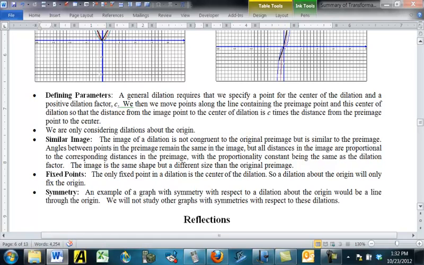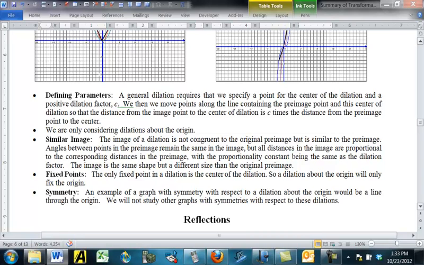Well, not many things are going to have symmetry with respect to dilation, but one example would be a line that goes through the origin. Because if you take a line through the origin and you stretch it out away from the origin, all those points will stay there. Not really going to look at any other examples of that.